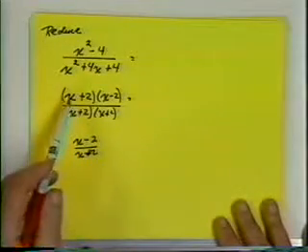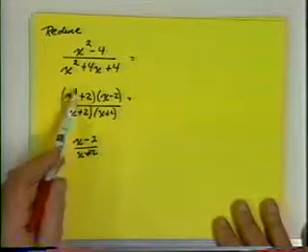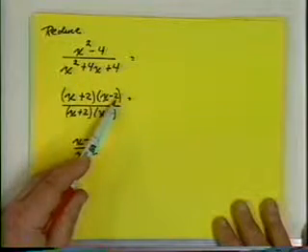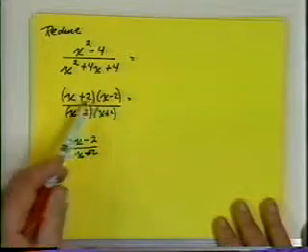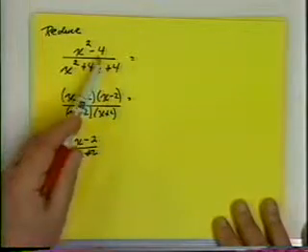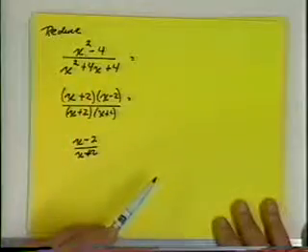And again, whenever you're in doubt, just multiply the thing out. x times x is x squared. x times minus 2 is minus 2x. 2 times x is 2x. The 2x and the minus 2x cancel. 2 times negative 2 is negative 4, so we get x squared minus 4.